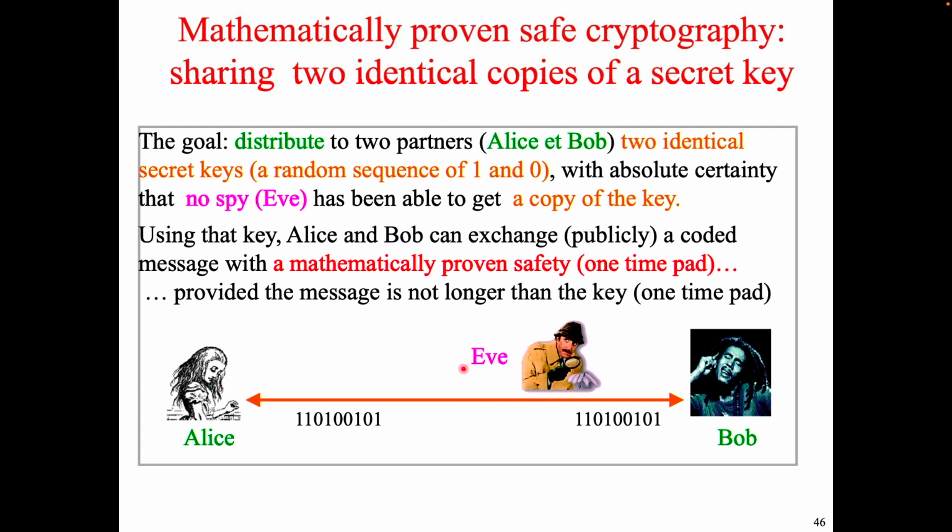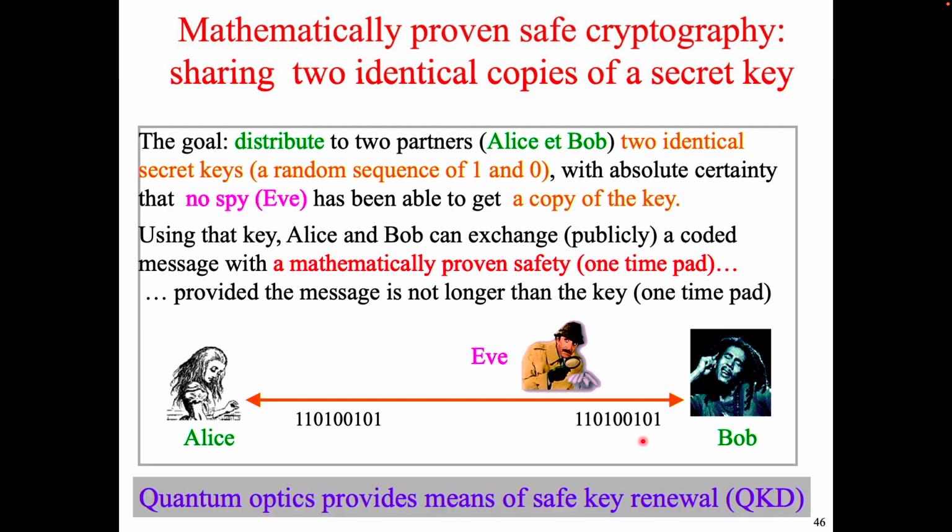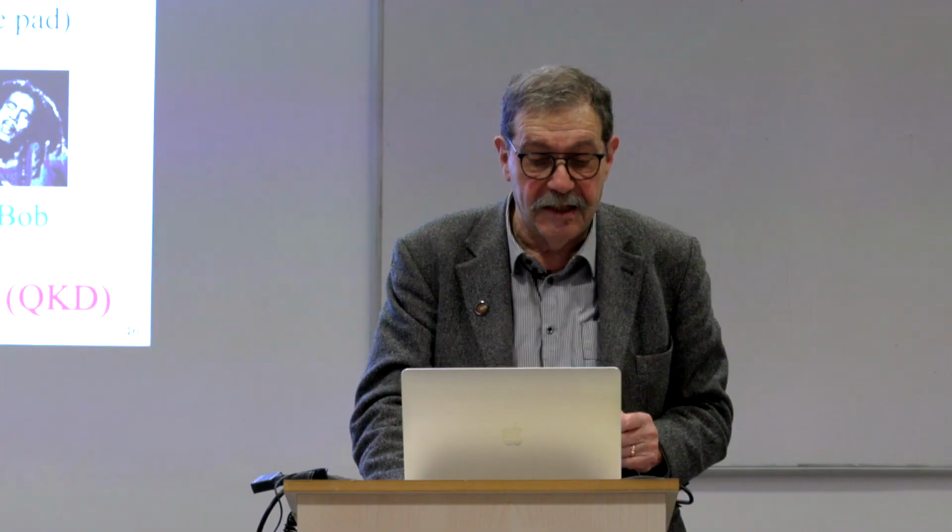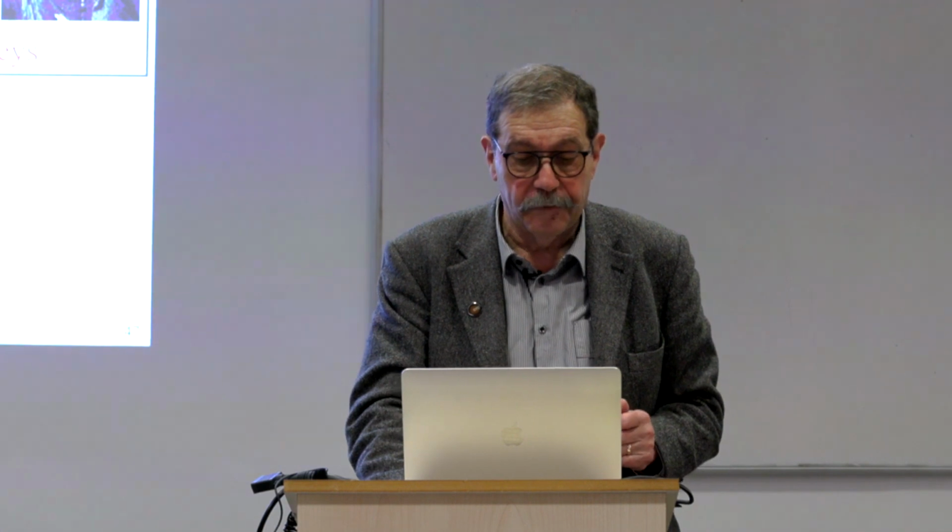And the absolutely safe method consists of having a similar random suite of 0 and 1 for Alice and for Bob. Alice uses this random series of 1 and 0 to encode, and Bob uses the same one to decode. So the problem boils down to distributing to Alice and Bob the same random series of 0 and 1 without the spy being able to observe it. And to make a long story short, this is how it works.